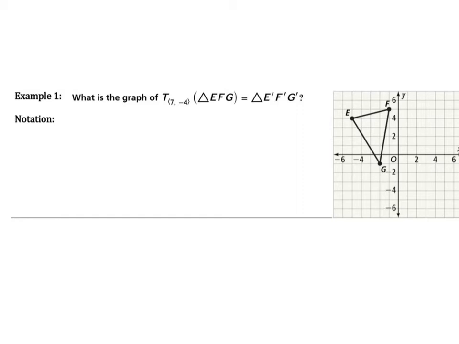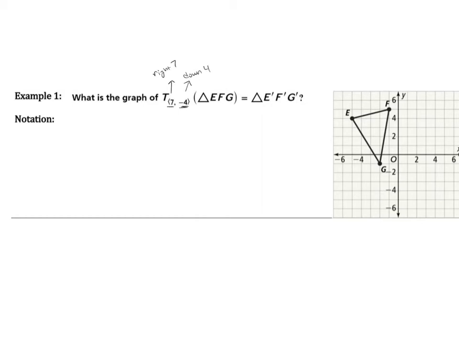Right, we have translation of 7 comma negative 4. So our x is 7, so we're going to write 7, right? And then we have a negative 4, so we're going down 4. So we're going to do this for all of them. Okay? So there's different ways to do this. You could point out the points of our pre-image, and then you could add 7 to the x value and subtract 4 to it, or you can use the graph.